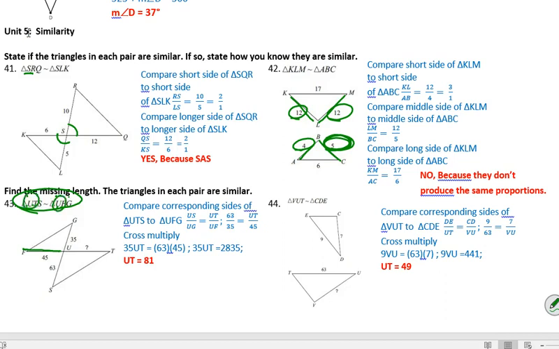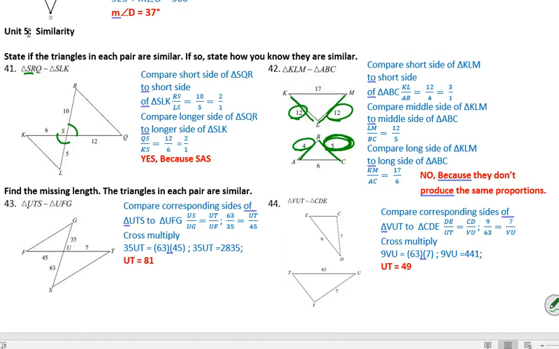Right there, and TU. See that? And then over here we've got SU. Let me show you again. SU, that'd be first, last, and UG. See that right there? So those are the relationships that we're going to use to set up this proportion, and then we're going to solve for UT.